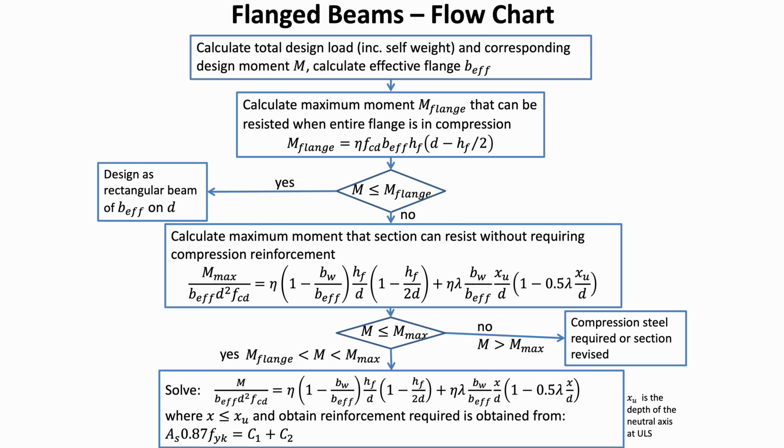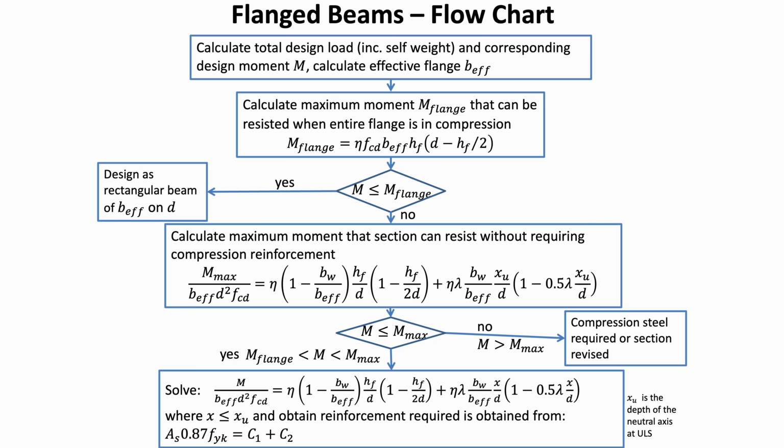If the moment, however, exceeds M_flange, the neutral axis has dropped into the web, so we need to move to the next limit state, the maximum moment the section can resist without compression reinforcement, M_max. This expression accounts for both the flange and the web compression zones using the limit neutral axis depth xu. We then compare the applied moment to M_max. If M still falls below this upper limit, we solve the moment equation for the actual neutral axis depth x, ensuring it does not exceed xu.